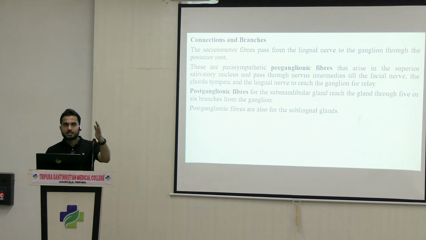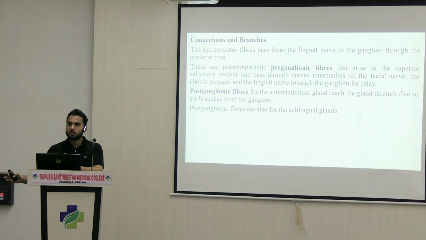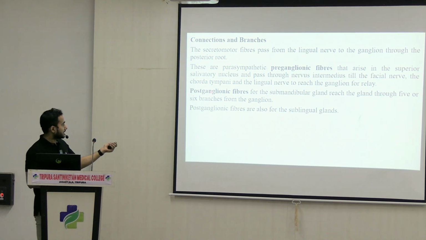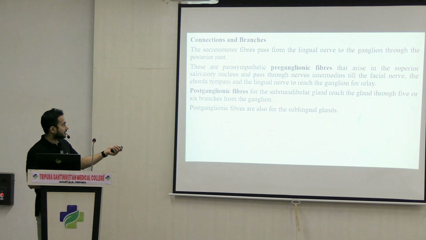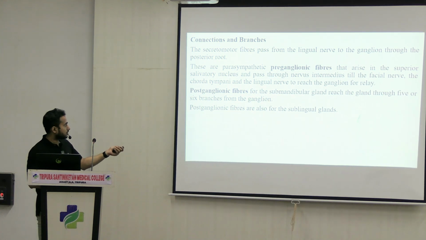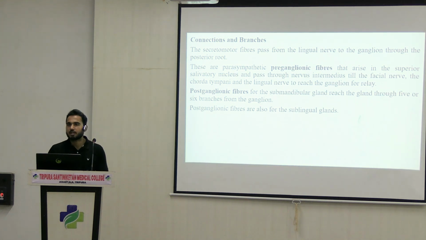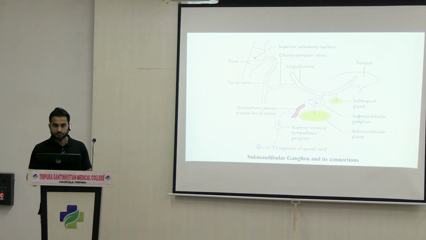So from the salivatory nucleus to the ganglion, these are preganglionic fibers. Next, from the ganglion to the organ, those are postganglionic fibers. As you can see, the postganglionic fibers which arise will go and supply the submandibular gland, having 5 to 6 branches. They will come out and supply the gland, because the gland is very near to the ganglion. For your reference, please see the diagram.